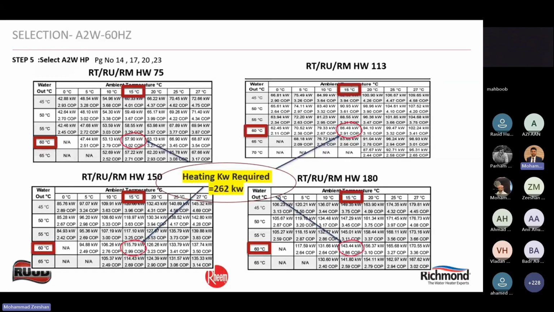I need 262 kilowatt of energy. So I will then see if I need to use 2 units of these heat pumps, which one to choose based on the tables that we have. The best table that can suffice my requirement is the 180 kilowatt heat pumps, which will give me around 286 kilowatt of energy for two heat pumps, which will be covering our 262 kilowatt requirement.